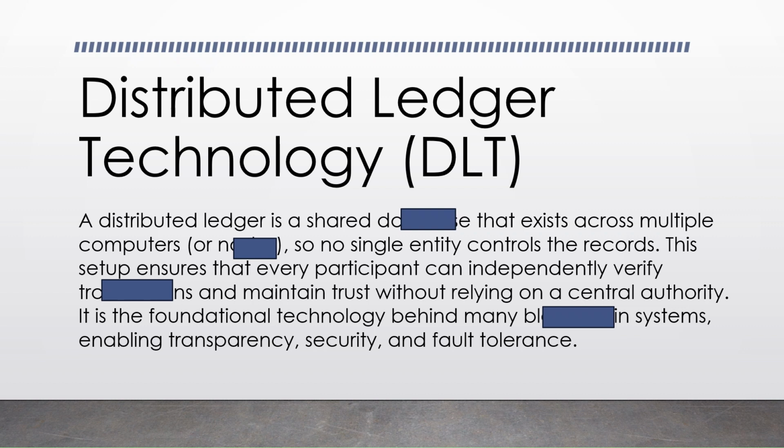Okay, here we go. Let's look at this definition. A distributed ledger is a shared database that exists across multiple computers or nodes. So no single entity controls the records. This setup ensures that every participant can independently verify transactions and maintain trust without relying on a central authority. It is the fundamental technology behind many blockchain systems, enabling transparency, security, and fault tolerance.